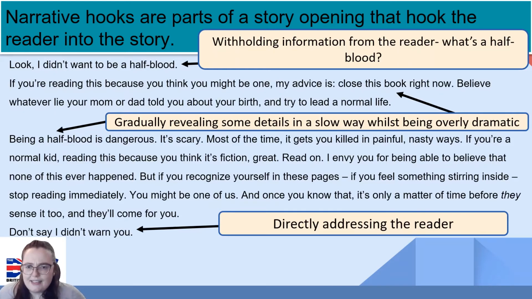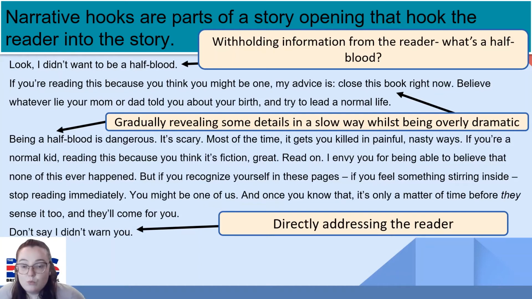How does it cause these things? How does it mean that it's scary, it's dangerous? And might I be one? So more and more, Rick Riordan is bringing the reader in, making them think about what's going on and making them really interested in reading more to find out all the answers.